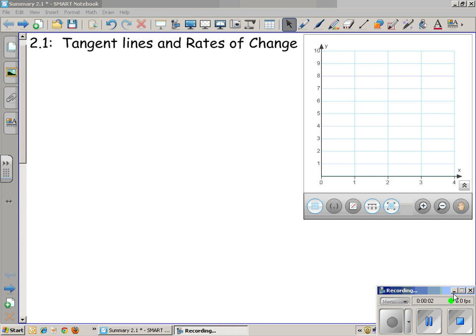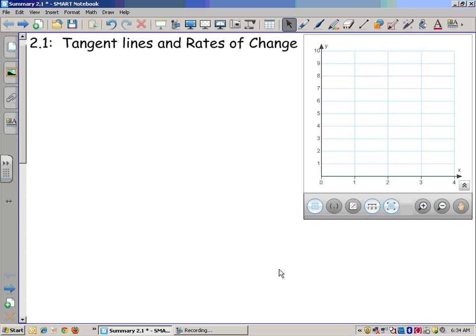All right, section 2.1. I'm going to try something new this section and for chapter 2: I'm going to try to do a summary lesson. So there will be a formal lesson, and then there will be the kind of summary, the shortcuts, the simple mode, if you will. And so first off, for 2.1, we're talking about tangent lines and rates of change.